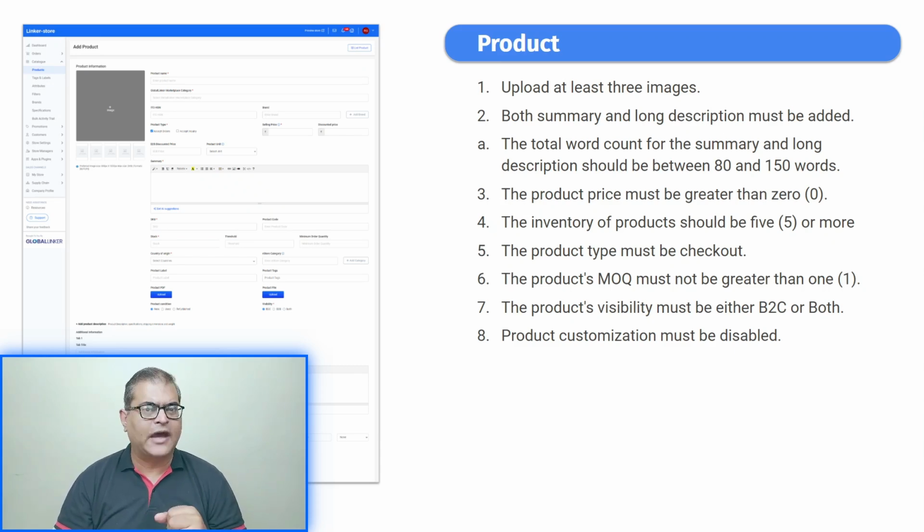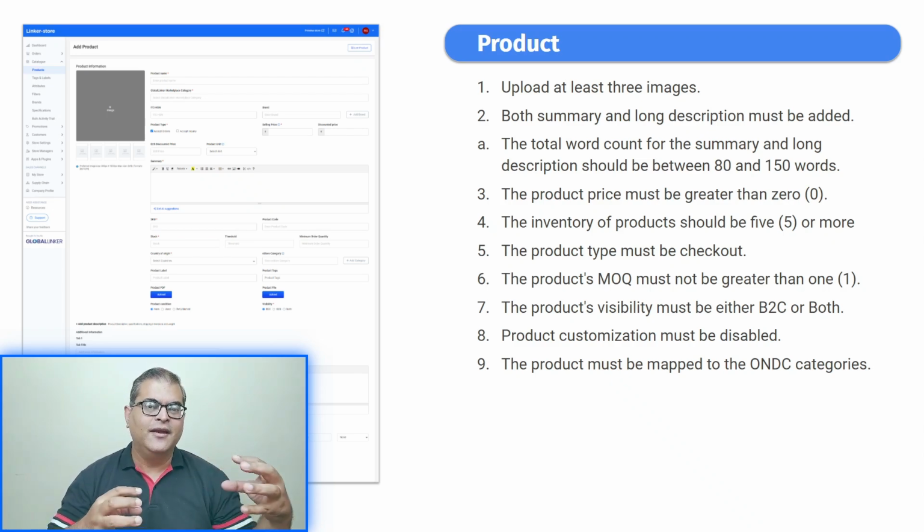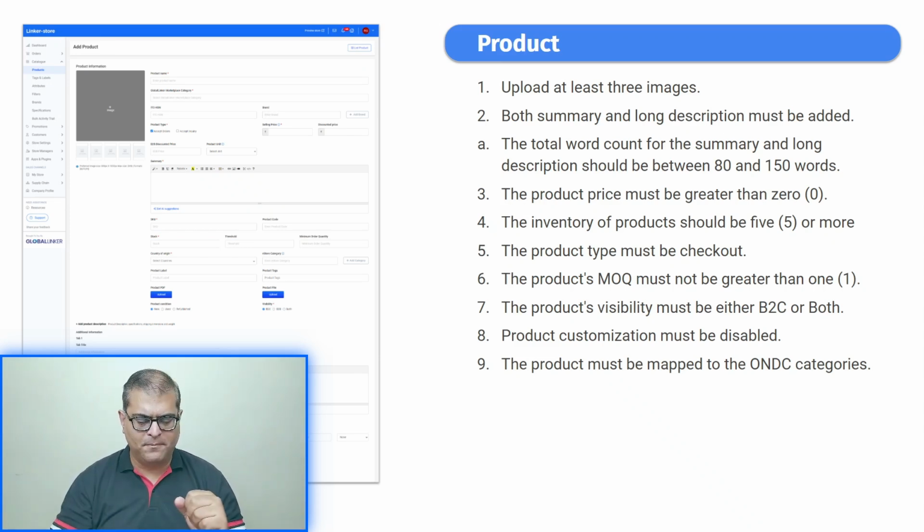So customization feature should not be enabled on the product. The product must be mapped to ONDC categories. So that is crucial. Whatever product you have uploaded, you have to tell the system in which of the ONDC categories your product belongs. So you should be mapping it.